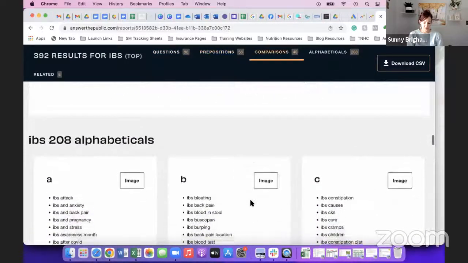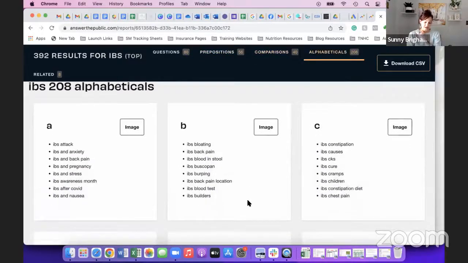If we come down to our alphabeticals, now you can see what people are searching for with IBS. This is a great thing because you can see IBS attack, IBS and anxiety, IBS and back pain, IBS and pregnancy. These are what people are searching for in relation to IBS. So if you are a nutritionist that focuses on gut health, or specifically on IBS and SIBO, this is a really good way to figure out what topics to write blogs on, what to put in your marketing material, or what handout to make. This is a wealth of information for you to talk about.